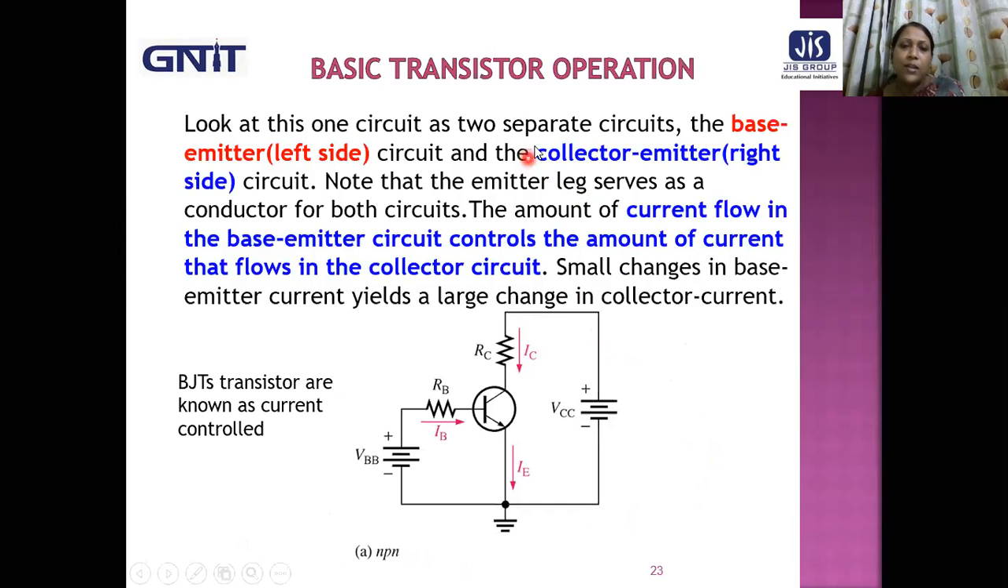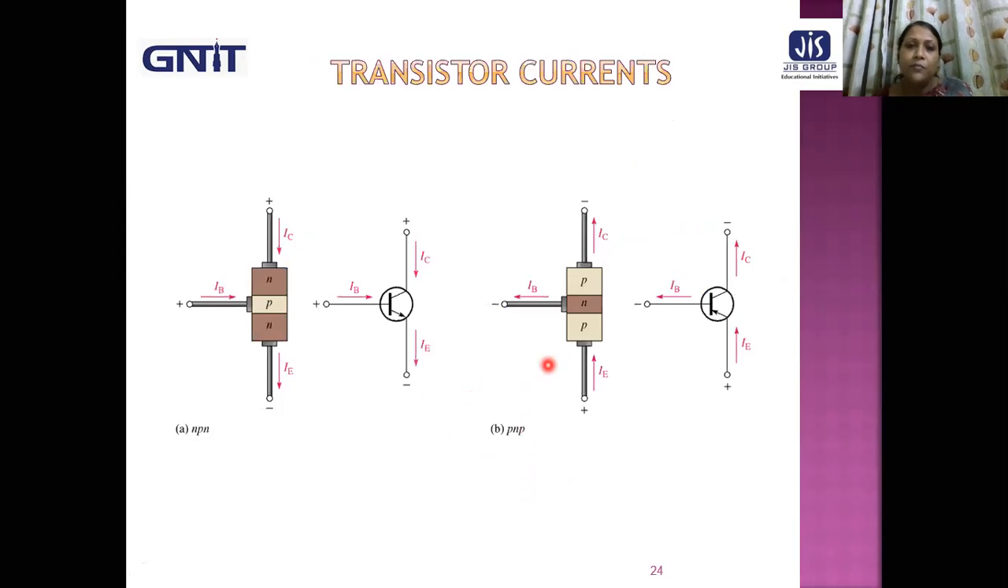Look at this circuit: the base emitter is at the left hand side and the collector emitter at the right hand side. The amount of current flow in the base emitter circuit controls the amount of current flow in the collector circuit. So actually the base current is controlling the emitter current and collector current. That's why this BJT is called a current controlled device. Remember, a BJT is called a current controlled device as the base current is responsible for the current flow through the collector circuit.